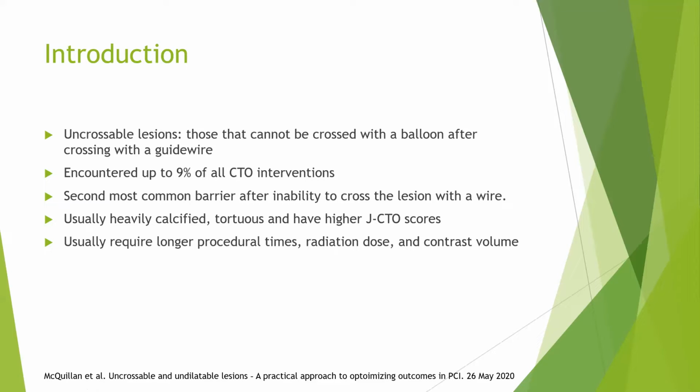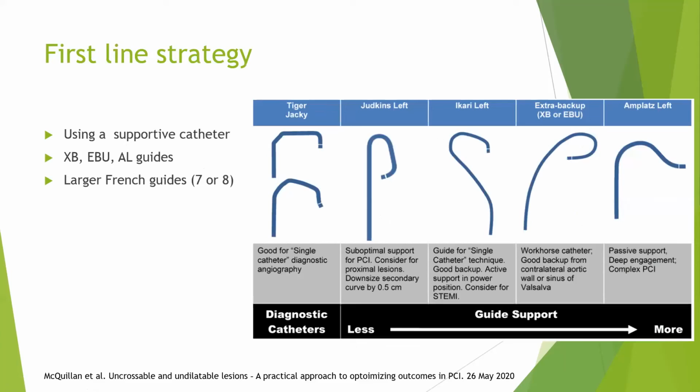Usually they are calcified or very tortuous lesions with a high J-CTO score. This has a cost: usually more radiation, more contrast, and longer procedure times. This is why using different techniques will help us reduce this increased radiation and improve patient outcomes.